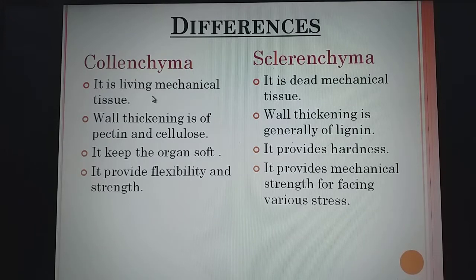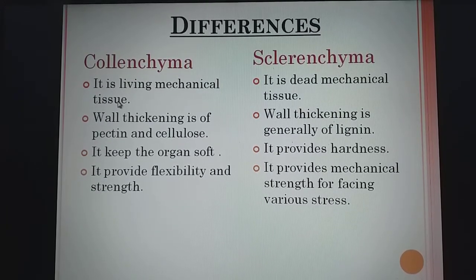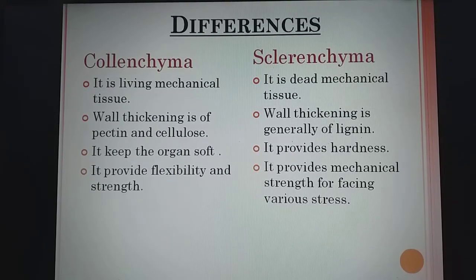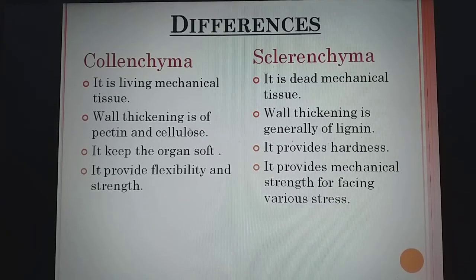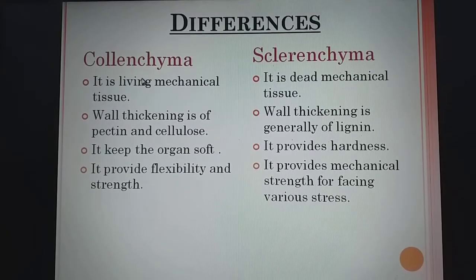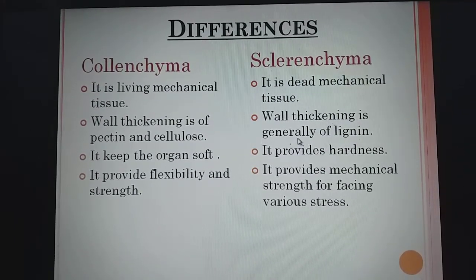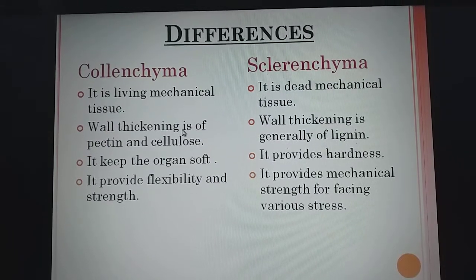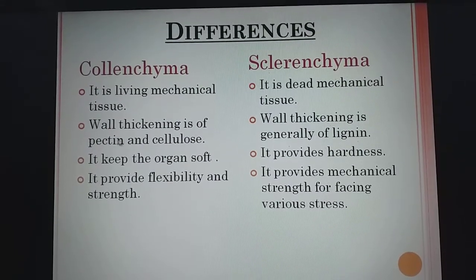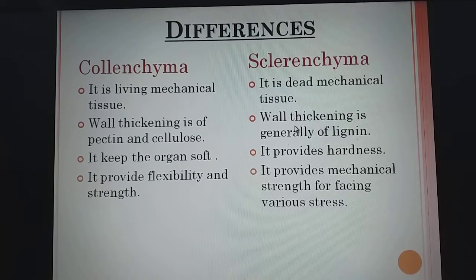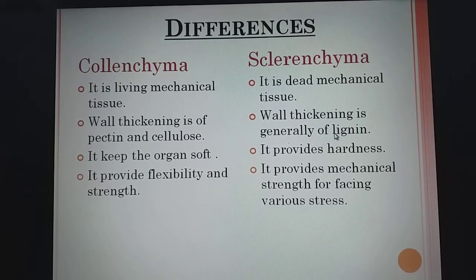Now, the difference between collenchyma and sclerenchyma. Already I have discussed that parenchyma and collenchyma contain living mechanical tissues, whereas sclerenchyma contains dead mechanical tissue. Wall thickening is of pectin and cellulose in collenchyma, whereas here wall thickening is generally of lignin. This you remember. In parenchyma, no thickening is there. In collenchyma the thickening is due to pectin, whereas in sclerenchyma the thickening is due to lignin.